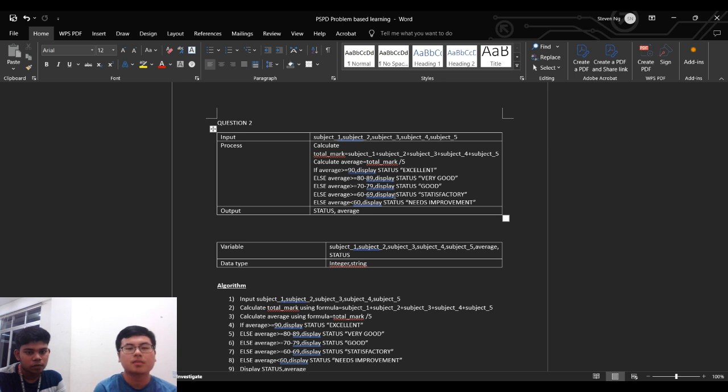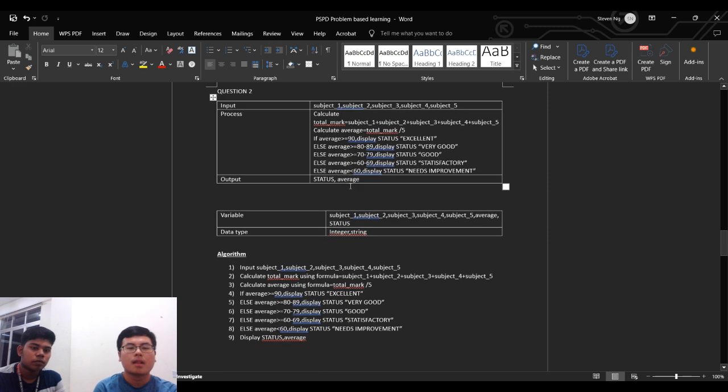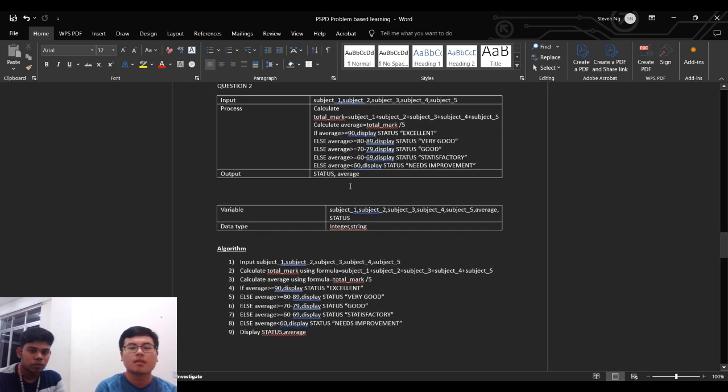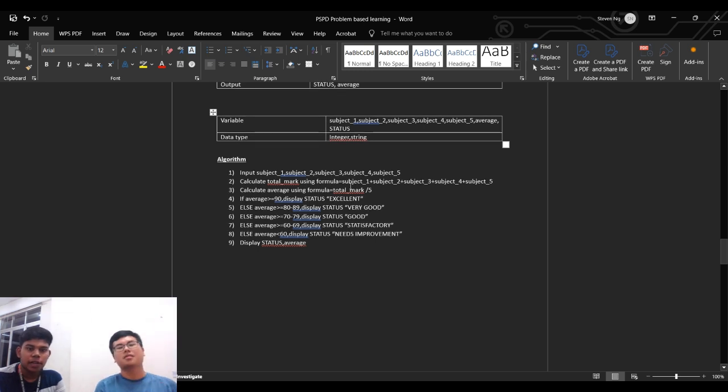And for the output, we will output the status and also the average. And for the variables of this pseudocode, it is subject 1, 2, 3, 4, and 5, and also the average and also the status. For the data type, I chose integer and also string. Okay, let's go for the algorithm.